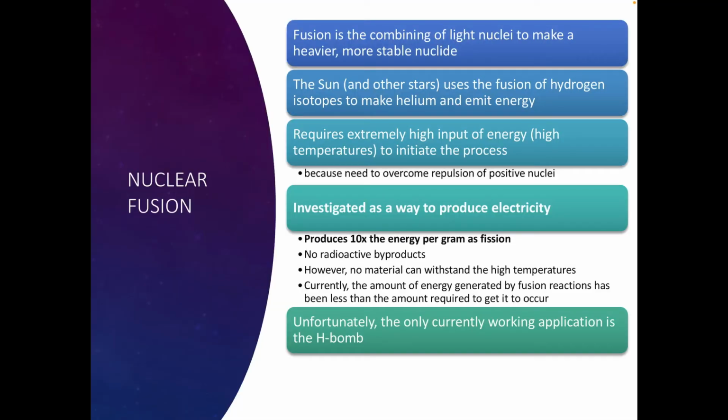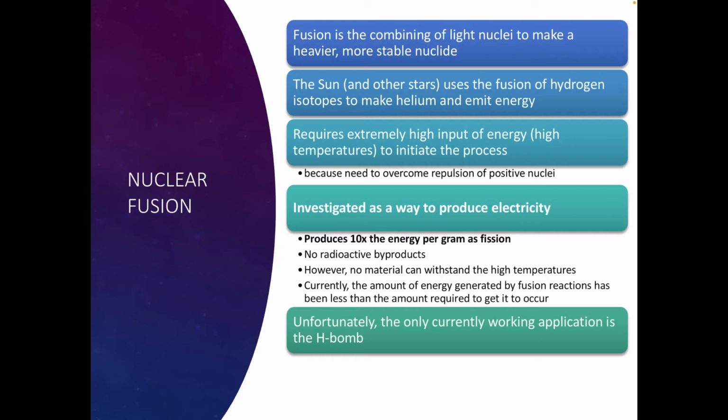All right, now let's go ahead and switch gears and talk about fusion. Fusion you can think of as being essentially the opposite of fission. Fission, we talked about one really large nucleus that was splitting into two or more pieces. Fusion is when we combine small nuclei to make a really heavy, more stable nuclide. This is the reaction that's taking place in the sun.